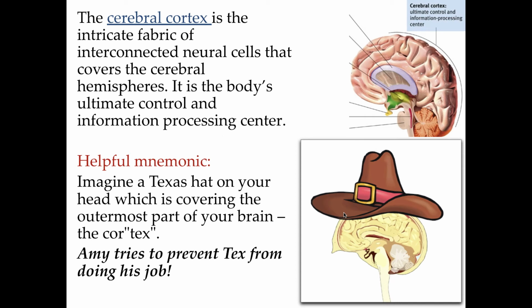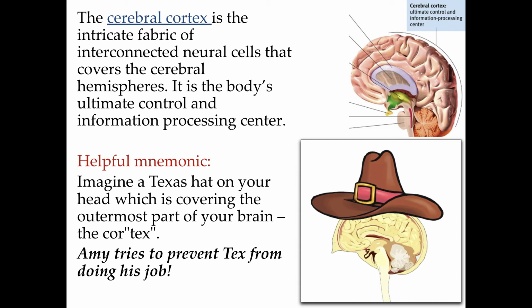The cerebral cortex is your body's ultimate control center because it's where basically all of your sensation and your perception and your higher order thinking is occurring. It's where all of this information is being integrated.